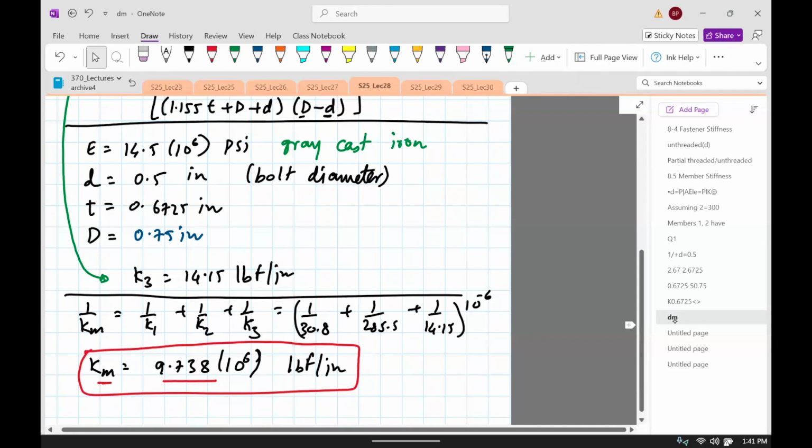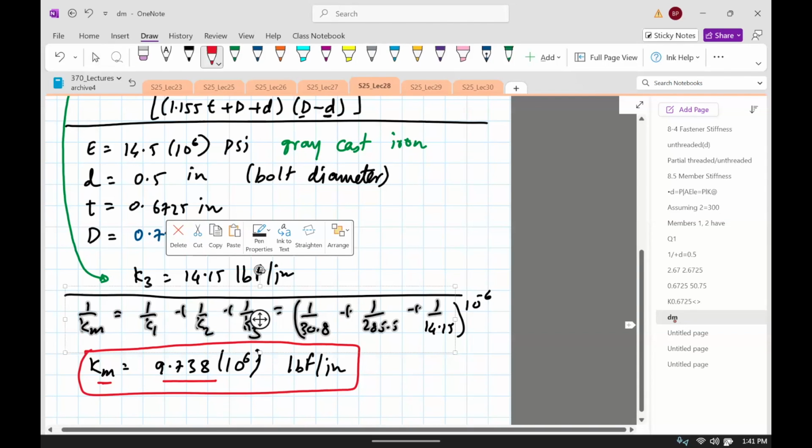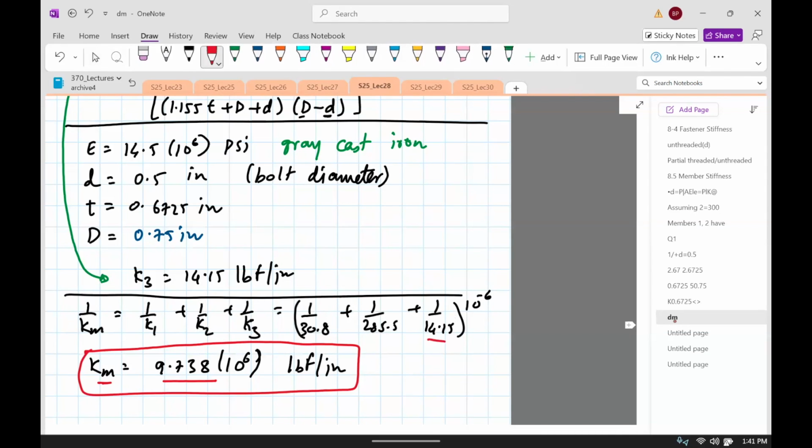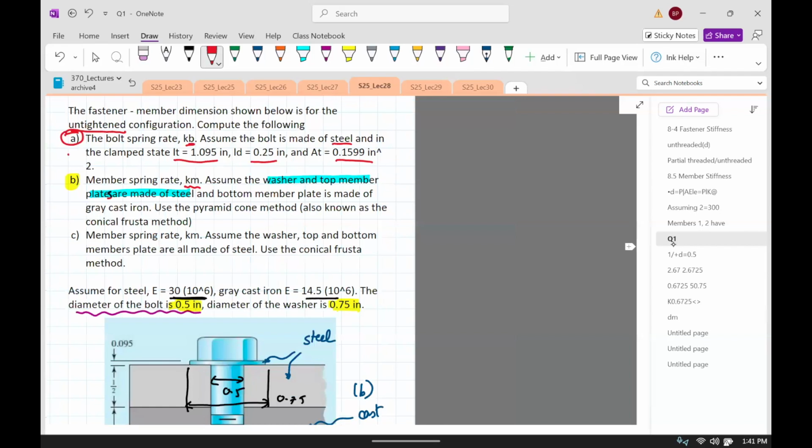Okay, so Km is this. You can see that it is actually less than the lowest one. That's always true. If you have springs in series, they always give you a stiffness which is less than the stiffness of all taken together. Okay, we are still not done with this question. We have a part C. Member spring rate, assuming the washer, top, and bottom members are made of steel.